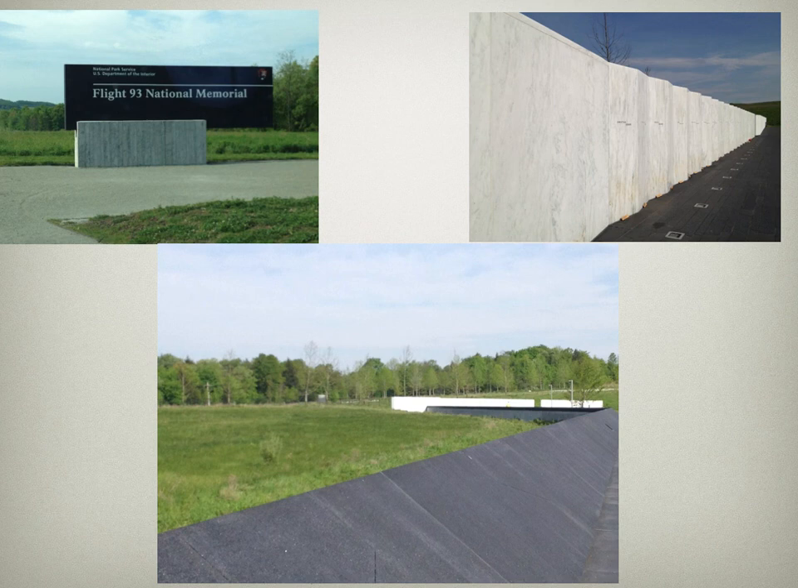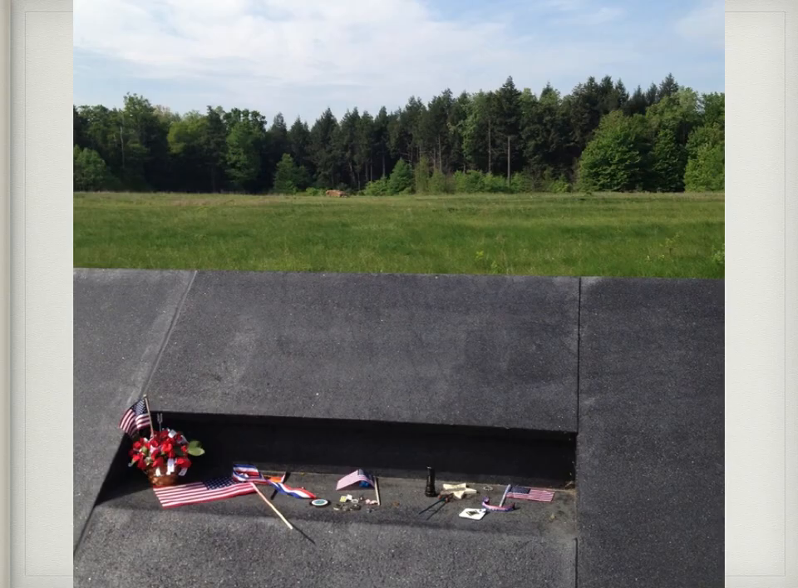This is supposed to symbolize when the plane came crashing in, it was waving, kind of going back and forth, and it was also upside down. So the Wall of Names is supposed to reflect the movement of the plane as it came in. And then from that, you look over to this field.